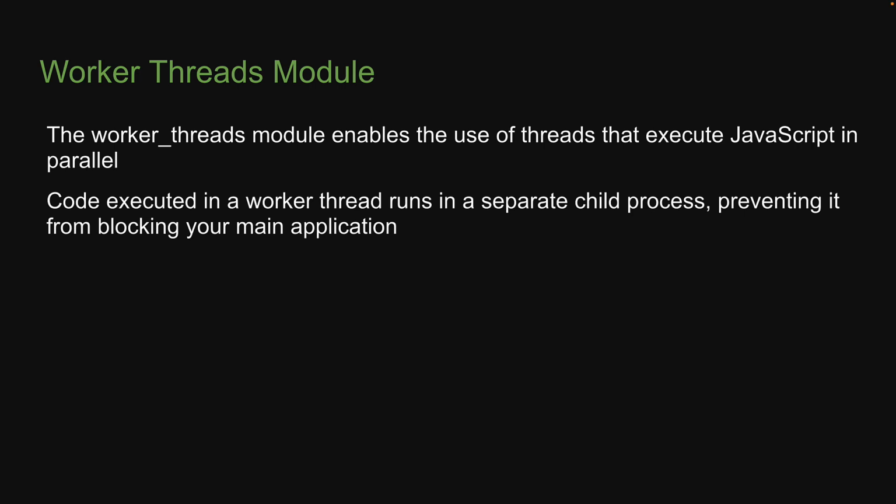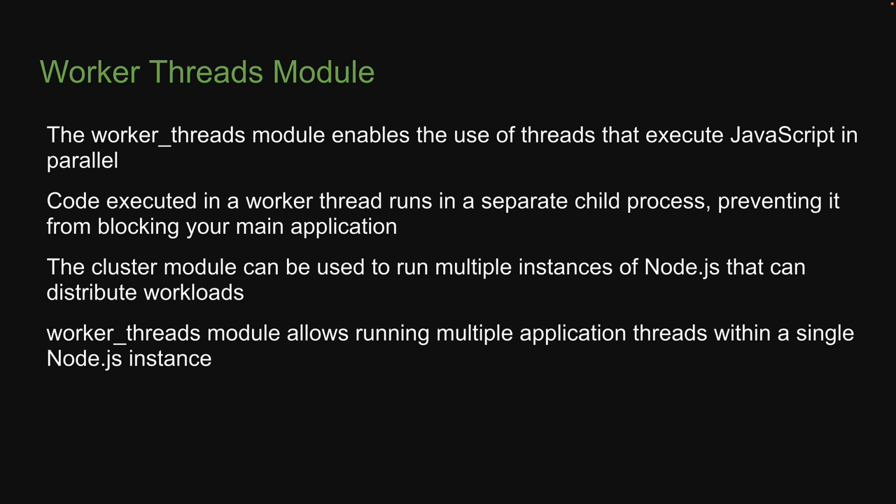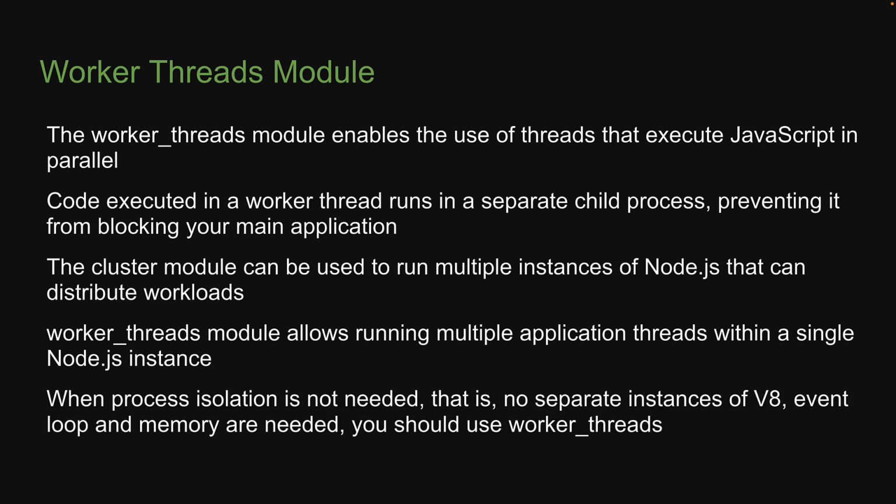But how is this module different from the cluster module? Well, the cluster module can be used to run multiple instances of Node.js that can distribute workloads. Worker threads module, on the other hand, allows running multiple application threads within a single Node.js instance. When process isolation is not needed, that is, no separate instances of V8, event loop, and memory are needed, you should use worker threads. Let's head back to VS Code and understand its usage with an example.